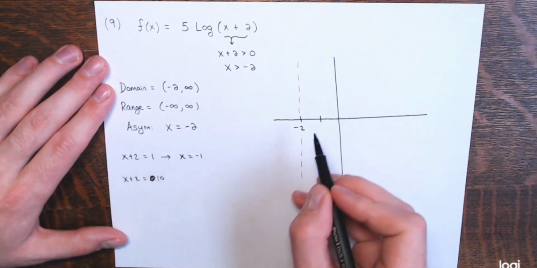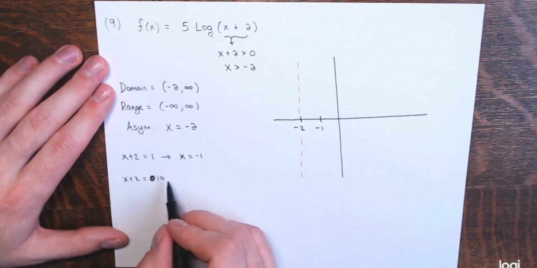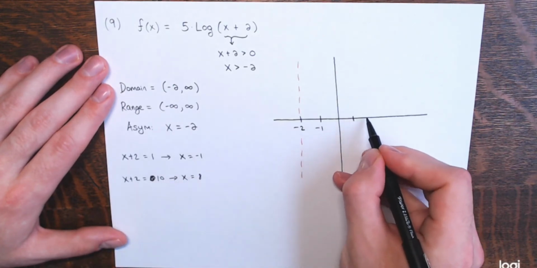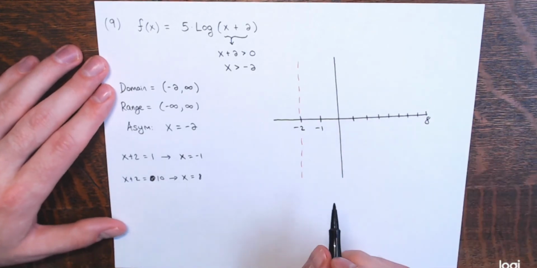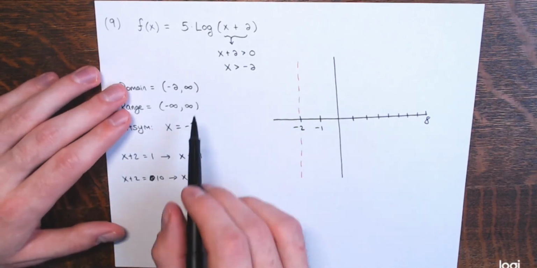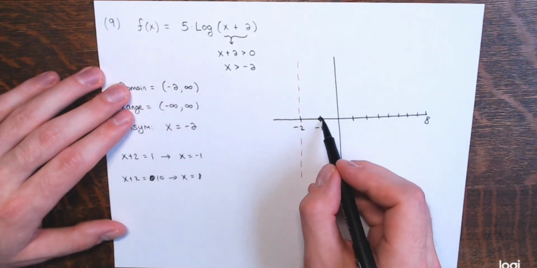So I'm going to plug in negative 1 for x. When is x plus 2 equal to 10? When x equals 8. So I'm also going to plug in 8, and that should be enough. Those will be 2 points. Now when I plug in negative 1 for x, you get the log of 1, which is 0, times 5 would still be 0. So negative 1, 0 is on this graph.